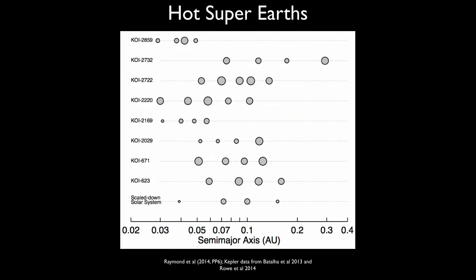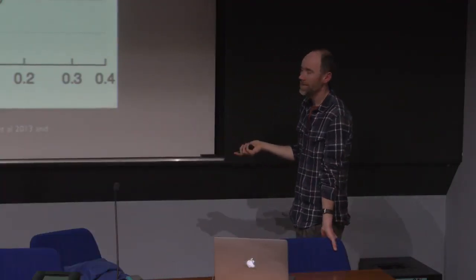You can see they're generally on relatively compact orbits, but they vary a bit. On the bottom here, I have the solar system, where I've just chopped all the orbits by a factor of 10. So this is not exactly where the planets are, but the separation between planets is the same. You can see the Earth to Venus orbital period ratio is kind of similar to the period ratios that we see among these other planets. So the question here is, how did they get there?